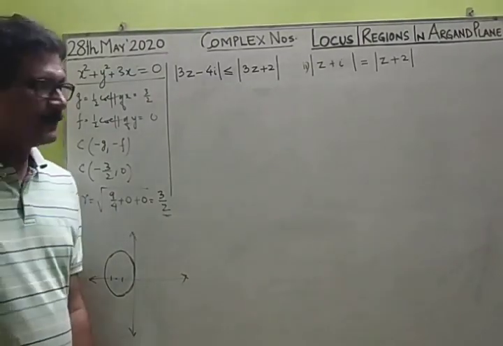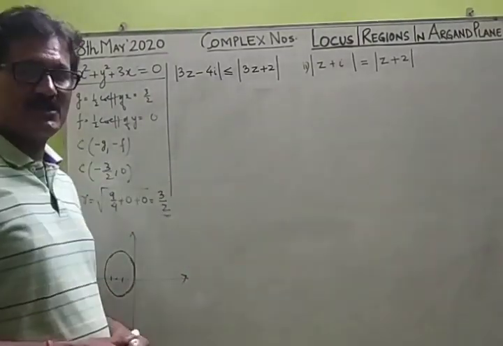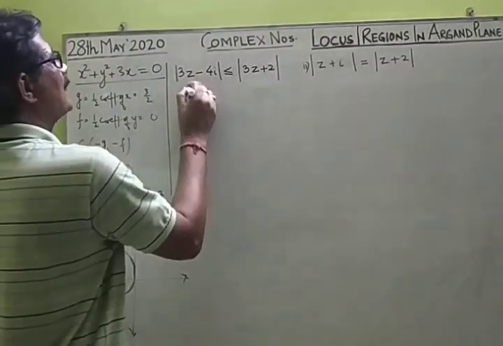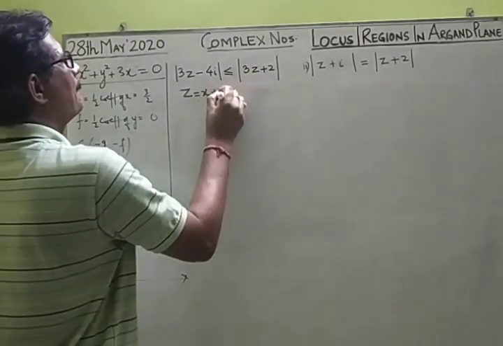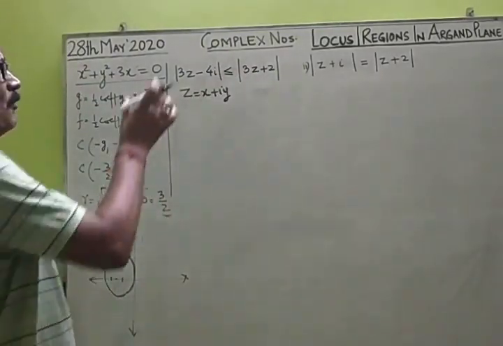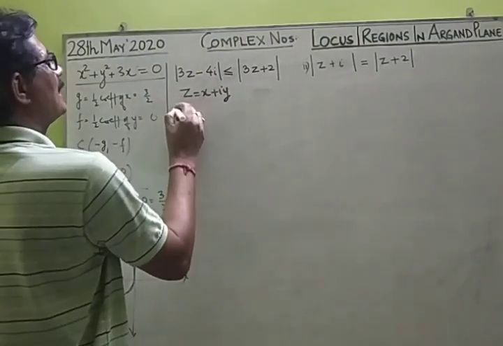Now let us take up some more equations, the complex equations. This is a complex inequality to be solved. Now let us solve by taking z again as x plus iy. This inequality is in terms of modulus of complex number. Let us separate the real and imaginary part.